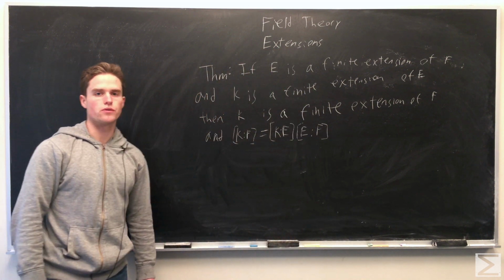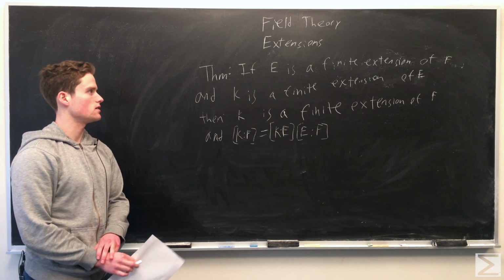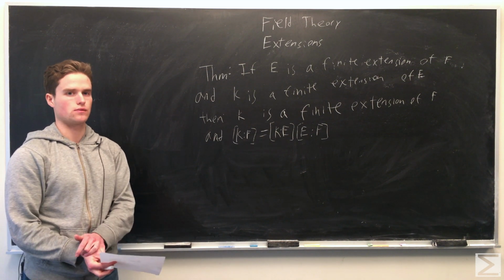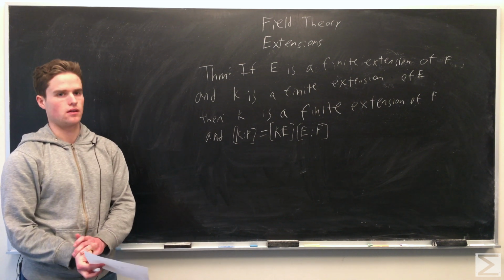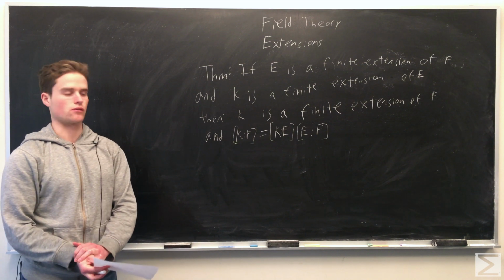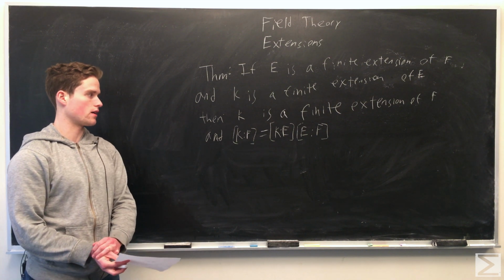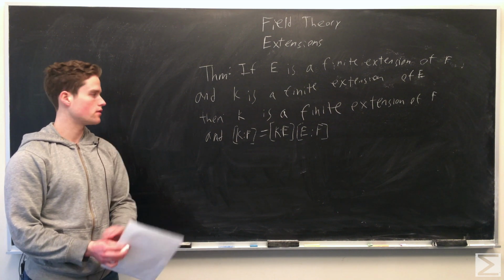So one thing we can prove is if we have two finite extensions, so we're going to say E is a finite field extension of some field F, and we have another extension K that is some finite field extension of E, then we can show K is in fact a finite field extension of F, and the degree of K over F is equal to the degree of K over E times the degree of E over F.